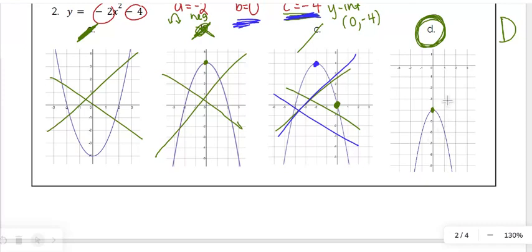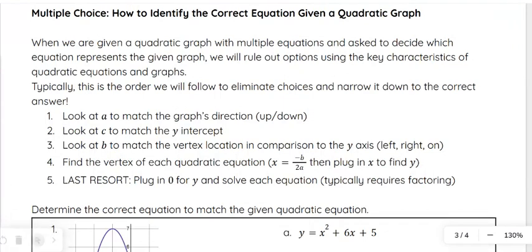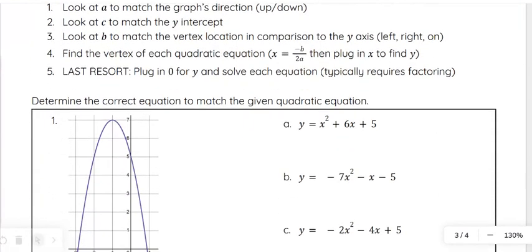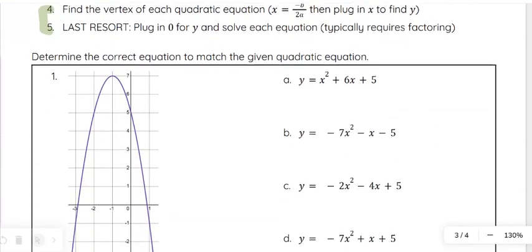So that is how we can answer those multiple choice questions when we're given an equation, and then we have to choose the graph. Now let's look at it the other way around as well. So if we are given this time a graph and we have to choose one of the correct equations, we're going to really do the same thing. I would look at those first three again, look at A, then C, then B, to kind of match those up, and then last resort would be 4 and 5, but ideally you wouldn't need to use those.